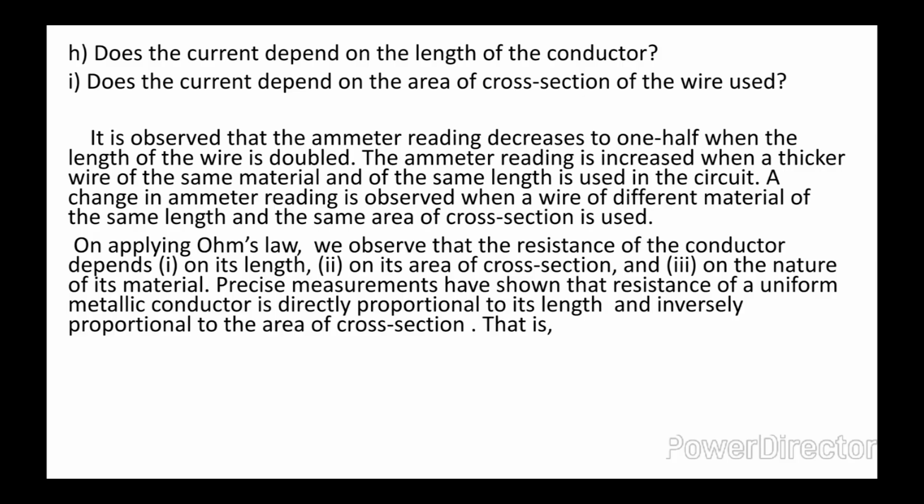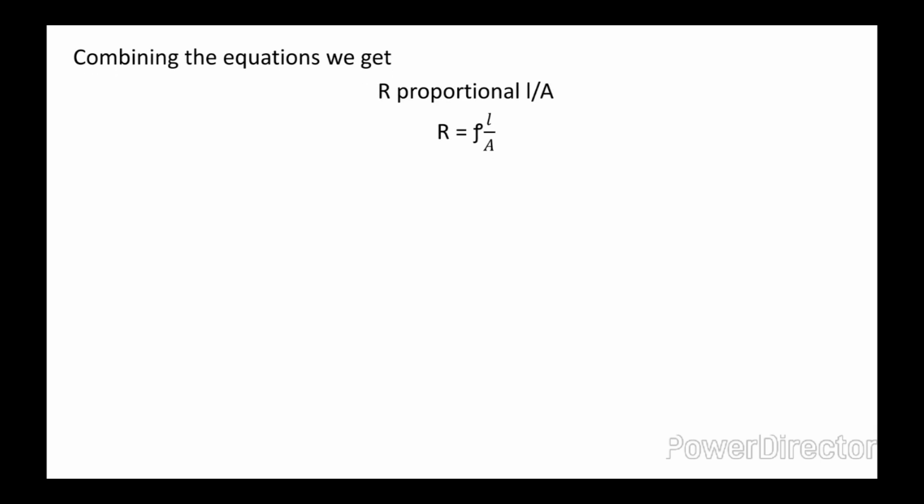And the precise measurements have shown that the resistance of a uniform metallic conductor is directly proportional to its length and inversely proportional to the area of cross section. That is, resistance is directly proportional to length and inversely proportional to area of cross section. When you combine these two relations, we get R is proportional to length by area of cross section.